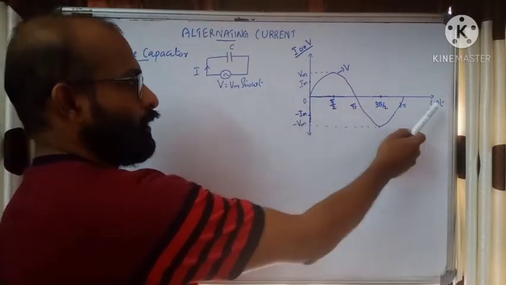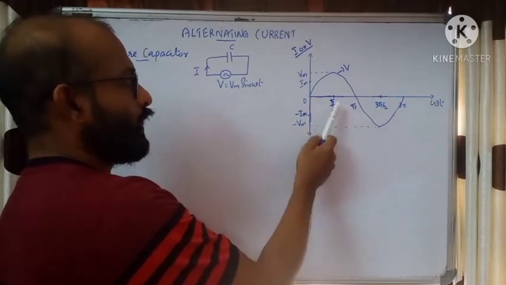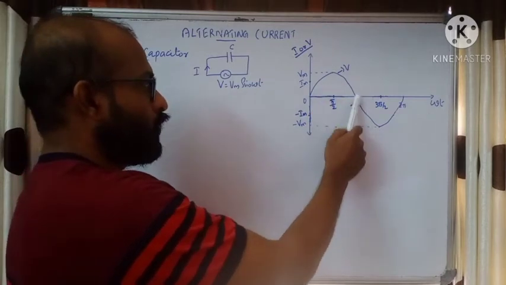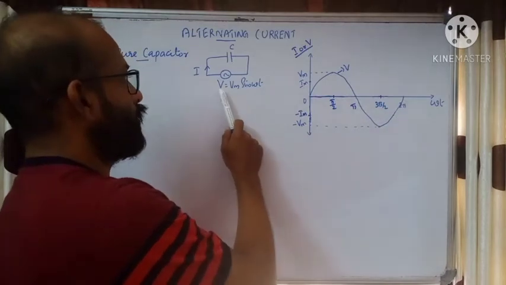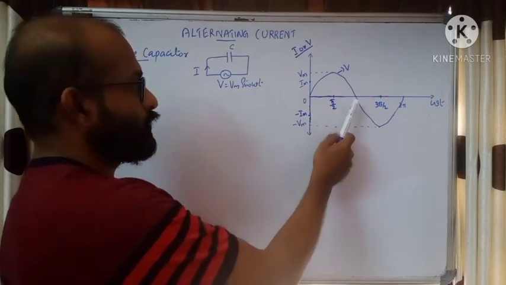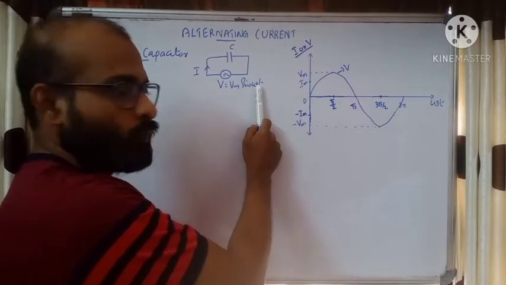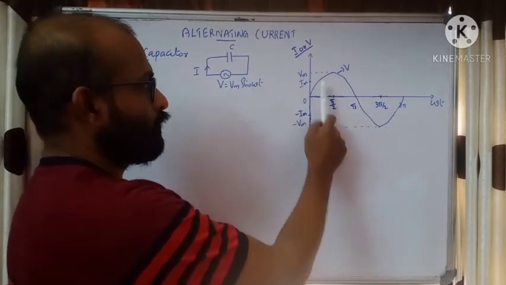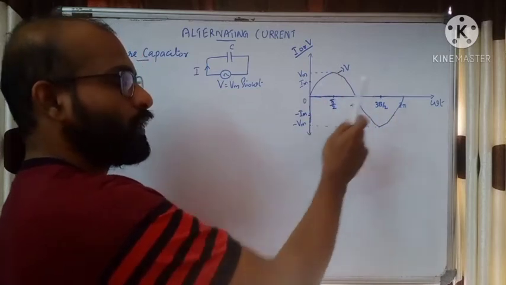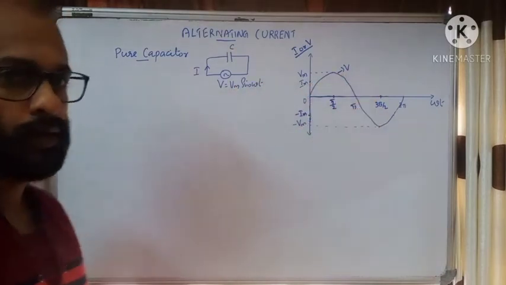When omega t is 0, sin 0 is 0, so we have voltage 0. When omega t is pi by 2, sin 90 is equal to 1, so we have maximum voltage. So the voltage goes on varying like this. When omega t is pi, sin 180 is 0, so the voltage is 0 again. When omega t is 3 pi by 2, sin 3 pi by 2 is minus 1, so we get minus Vm. These are the peak values. Vm is the peak value of the applied alternating voltage. So we have the alternating voltage and the corresponding graphical representation.